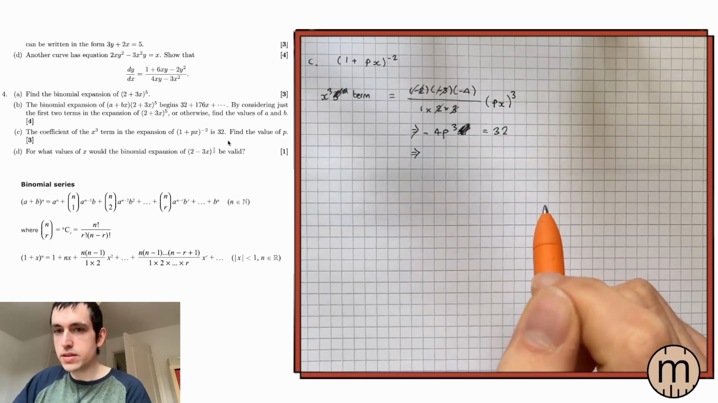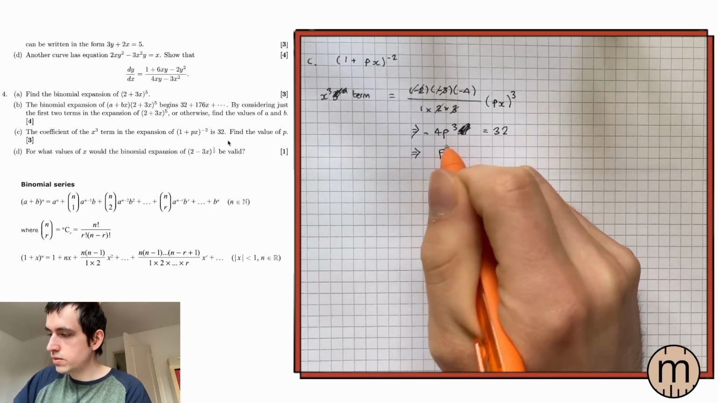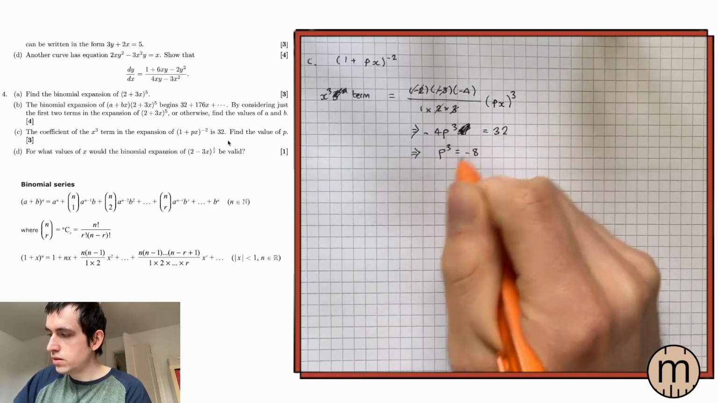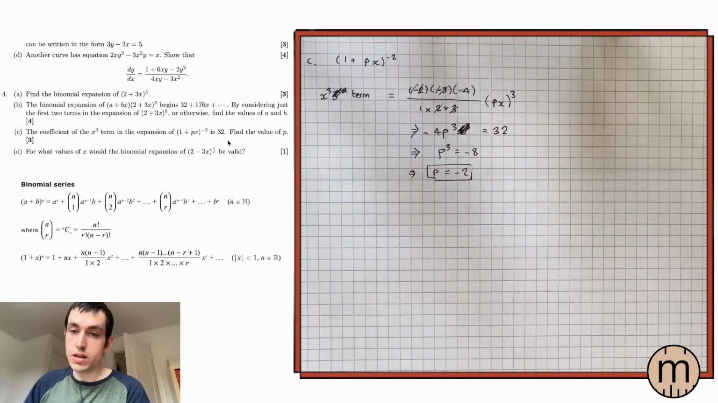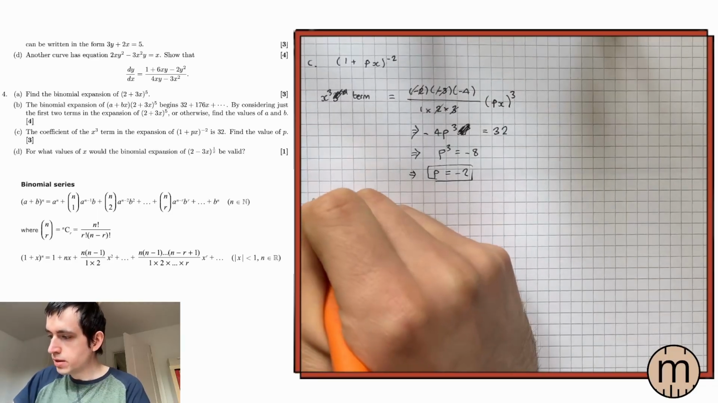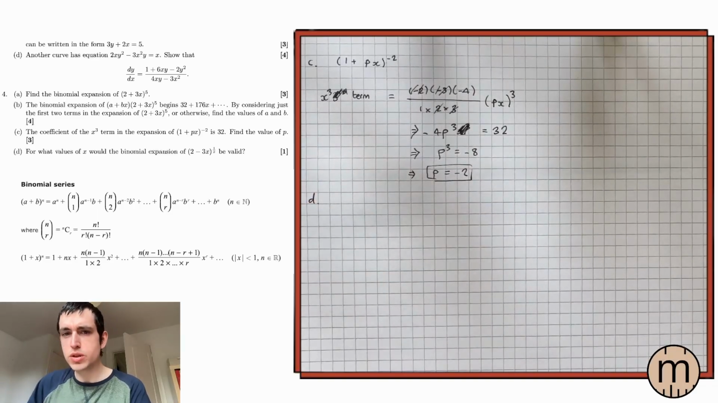So let's solve this. We're going to now divide by -4 and then take the cube root. We get another lovely answer. p is equal to -2. Okay, last part, only worth 1 mark. Students do seem to struggle with it though. For what values of x would this be valid? It's a different binomial expansion now.